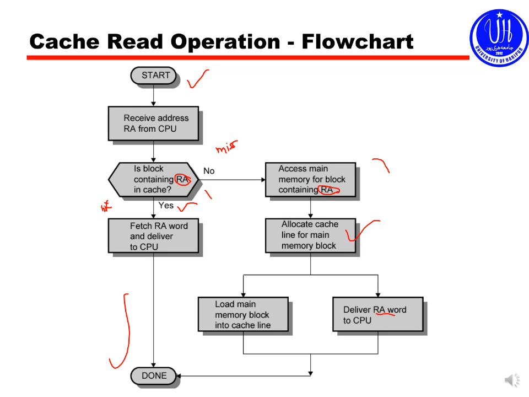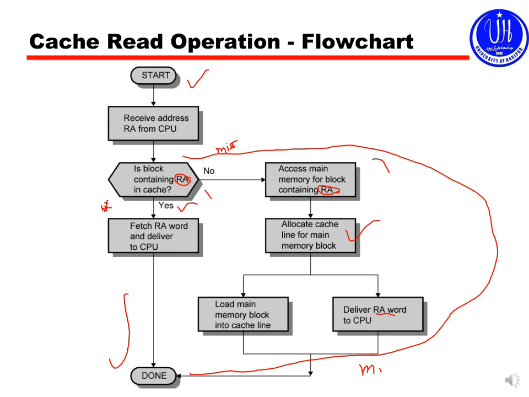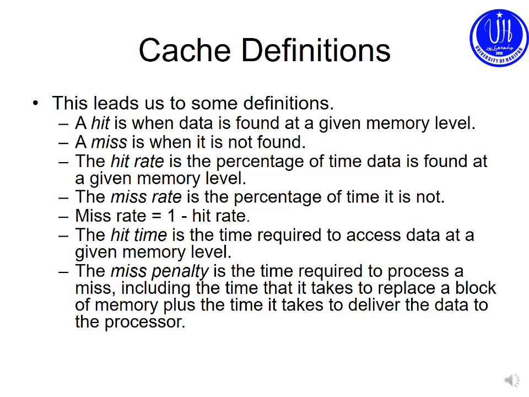Now, when a cache miss occurs, this whole process takes some time, which is called the miss penalty. This is the difference between cache miss and miss penalty. It is the time required to handle a cache miss, which includes loading from main memory to cache and from cache to the CPU. Okay, so these are the basic definitions. Cache hit: when the data is found in the cache. Cache miss: when the data is not found in the cache.